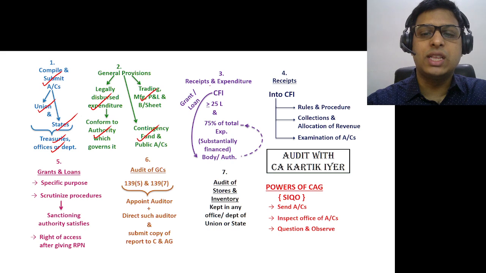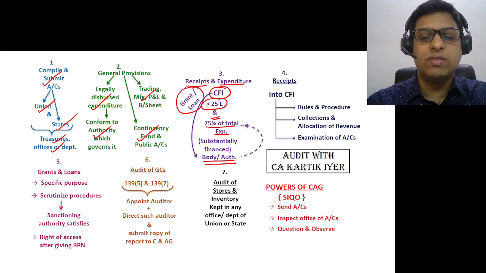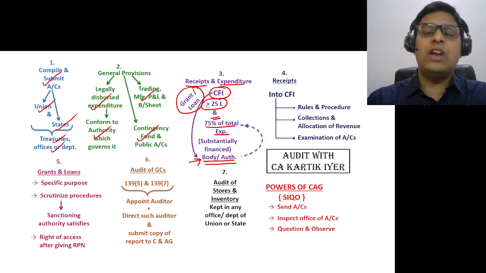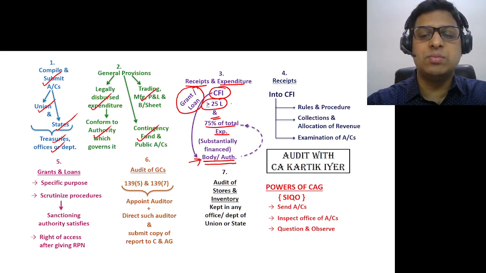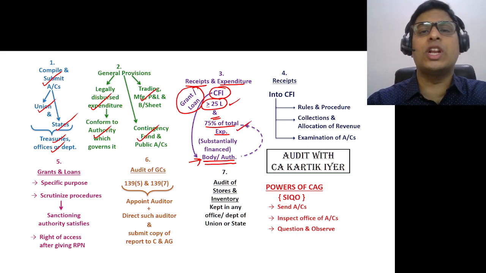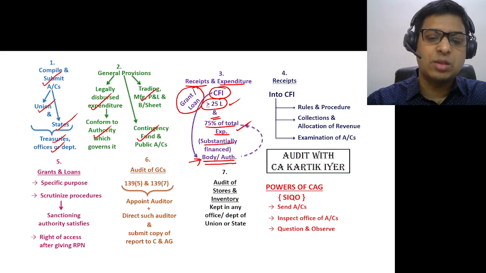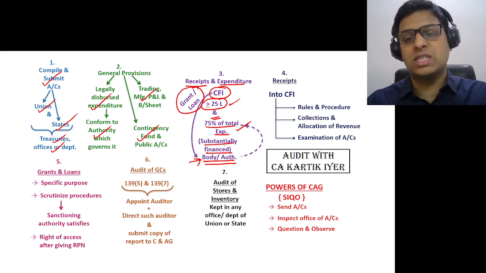Next, we have the receipts and expenditure. Here they have said from the Consolidated Fund of India, when you are giving, let's say, a minimum of 25 lakhs and 75% of total expenditure to any body or authority. What they mean to say is, whenever any loan or grant is given to any body or authority, and it is a minimum of 25 lakhs that we have given, and that accounts for 75% of their total expenditure, then you will call this body or authority substantially financed.